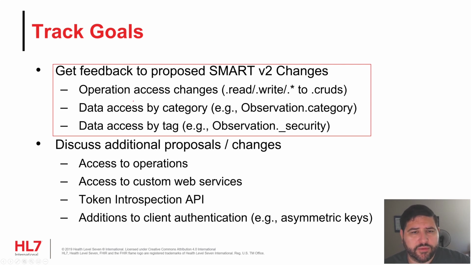So the first thing was figuring out how to do operation access changes. So before there were only 3 options. You could do .read, .write, and .star, and this is in Smart v1. So if we look here, we can see how the yellow shows up, but it's .read, .write, and .star. And what we want to do is actually change that to this model, which is more along the lines of the RESTful interactions. So create, read, update, delete, and search.